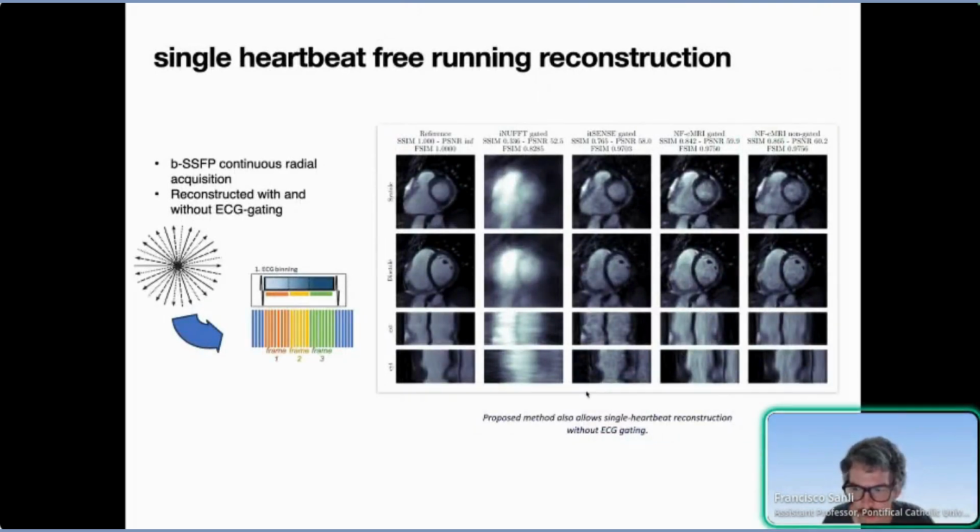We have also done something different. Instead of doing the typical cine, where during one breath hold we acquire repeated spokes in the k-space across multiple cardiac cycles, we have also done it with just one cardiac cycle. So this will be real-time imaging, and we can do quite well in this case as well.